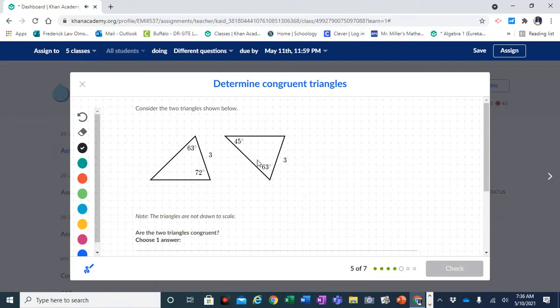For this one, we know the 63, we know the 3. So again, we have an angle, we have a side. We've got, again, an angle, we've got a side. The question is, do we know that this angle right here, is this angle right here going to be 72? And if it is, it's angle, side, angle again.